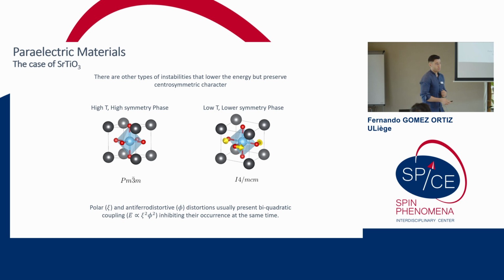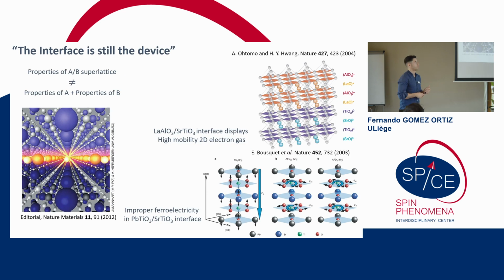However, this is not the only possibility. We can also have paraelectric materials, as is the case of strontium titanate, that in its low temperature, low symmetry phase, instead of showing a polar instability, shows the antiferrodistortive motion of the oxygen octahedra. On top of this, we are adding one more element of complexity, which is that we are building a superlattice, an interface between the two materials. When we make an interface between two materials A and B, the resulting properties that emerge due to the breaking of the symmetry and the changing of the chemical environment might be completely different to the ones presented by the individual constituents.